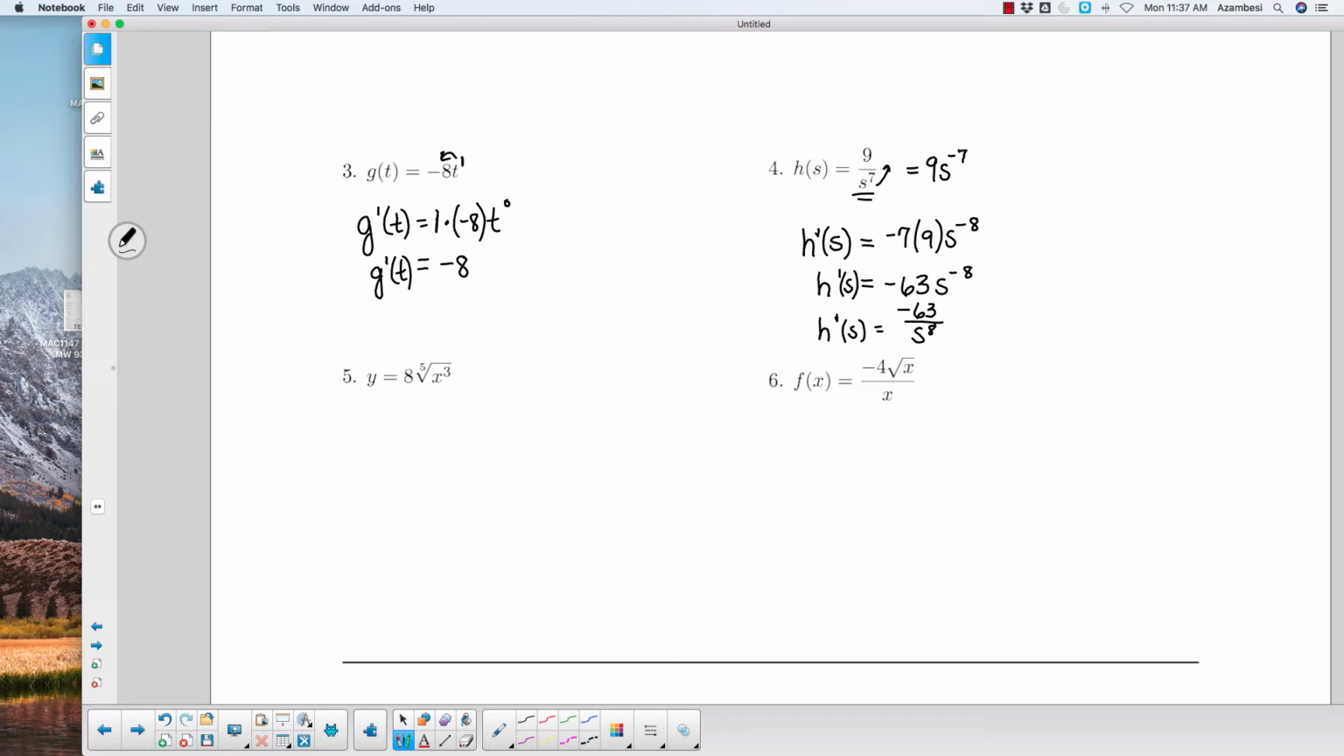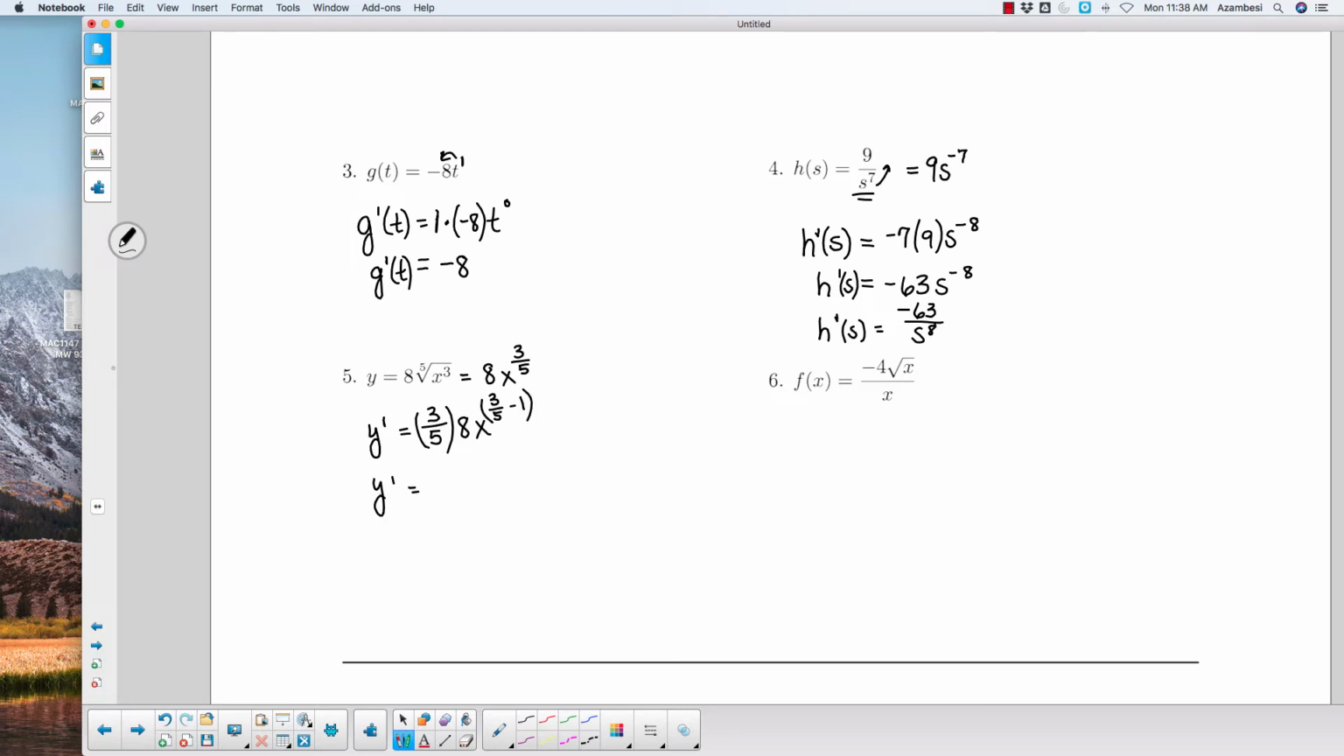All right, number 5, writing our fractional exponent, so this y is really equal to 8 times x. Remember, the index goes on the bottom, so to the 3/5. So when I take the derivative, I have 3/5, bringing it down, times 8, and then we have x. I'm going to subtract 1, so 3/5 minus 1 in our power.